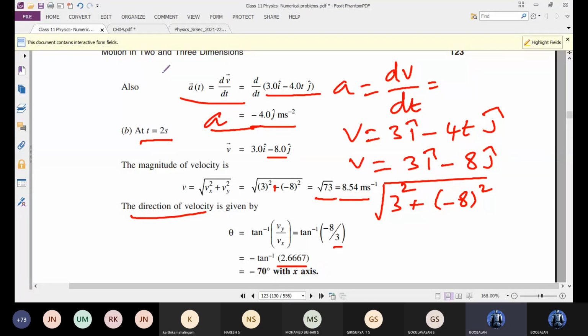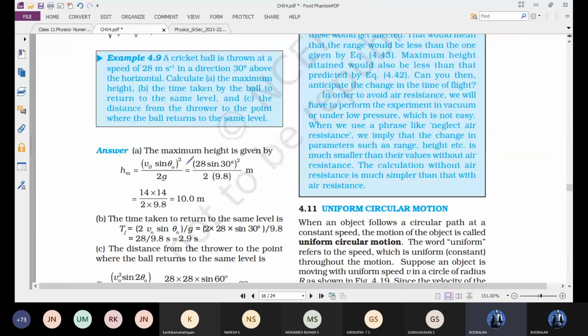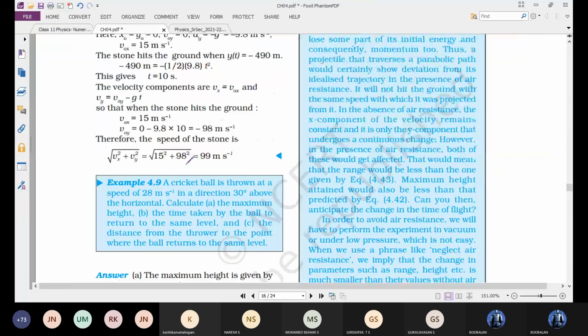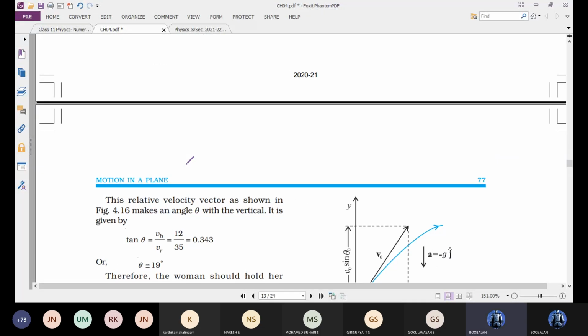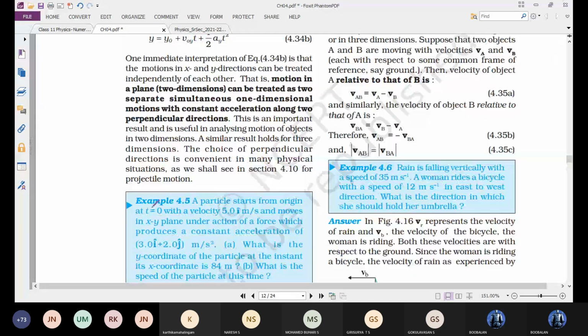Okay. So next problem for homework. It is in your book. You can try example 4.5. Example 4.5, homework problem.